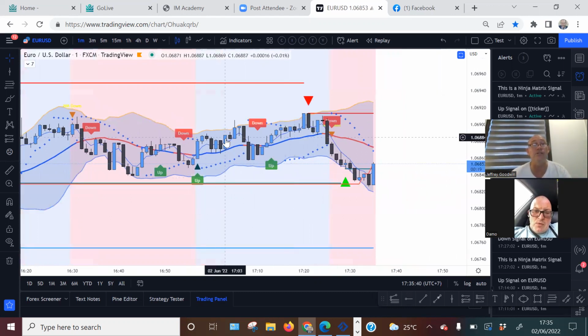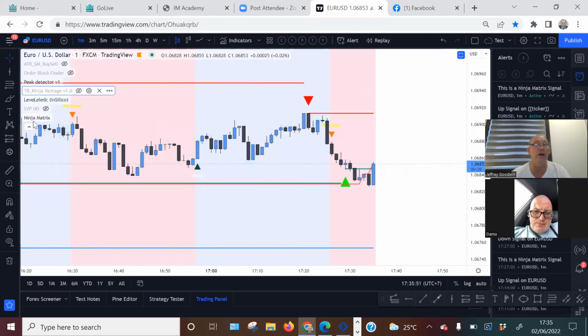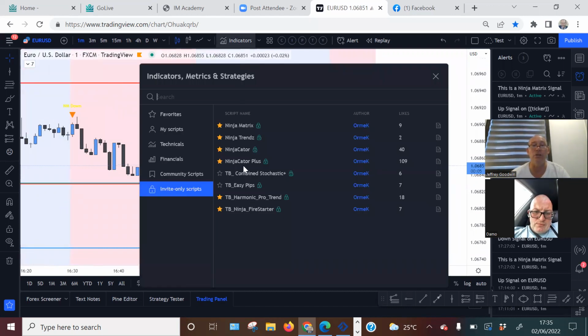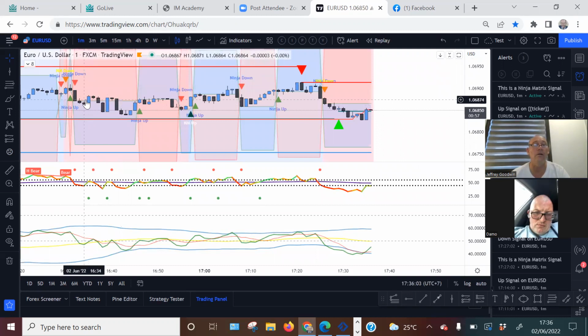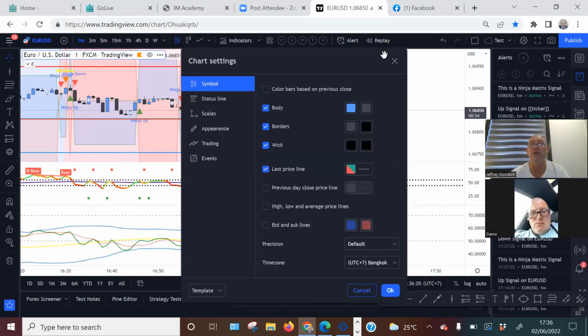So this here is really powerful. Let's see if there's a Ninja Advantage there. Let me see if I can get the Ninjacator. I'm going to have to adjust this. I can.